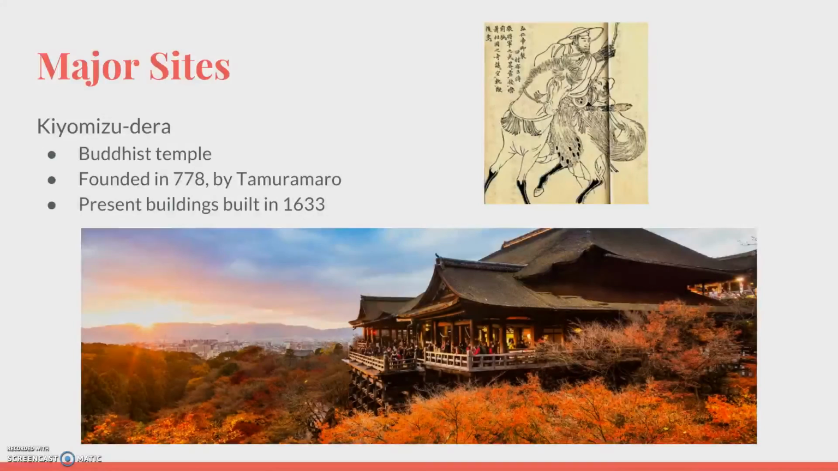Next, we have Kiyomizu-dera. It is a Buddhist temple founded in 778 by Tamura Maro, and the present buildings we see now were built in 1633.